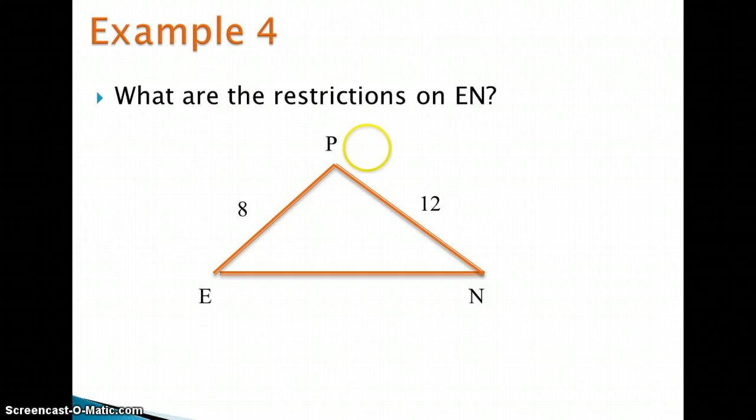Example number 4, we're looking for the restrictions on EN. So EN is a segment right here, or the segment down here at the bottom. Let me grab the highlighter there. There's segment EN. And we're trying to find out what is it greater than and what is it less than. And what does it have to be between? That's what restrictions means. So we're going to take this segment right here. And there's two things that we have to consider. What is it going to be bigger than and what is it going to be less than?